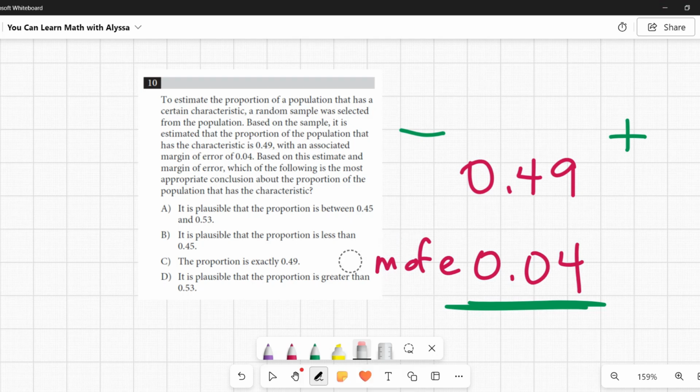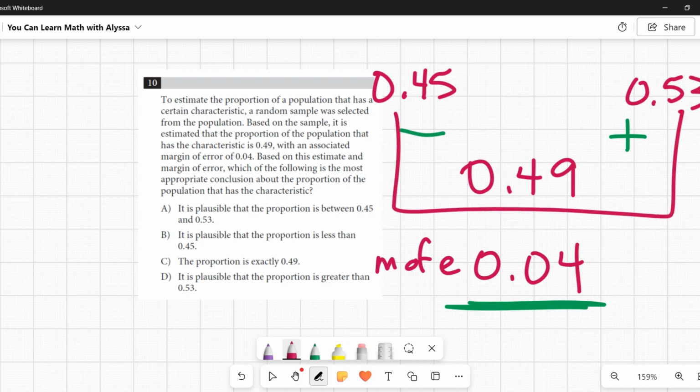So here they have an associated margin of error of 0.04. So what they're saying is we think that it's in this range. We're pretty sure it's in this range. If I subtract 0.04 from 0.49, I will get 0.45. And if I were to add it, it would be 0.53. So this is the range. We think it's 0.49, but it's within 0.45 to 0.53.